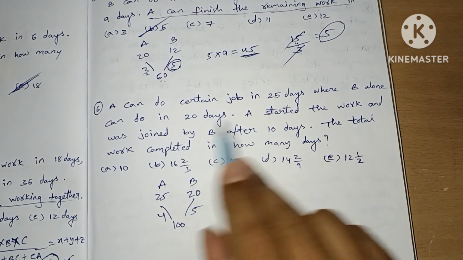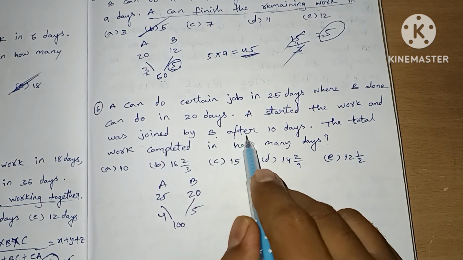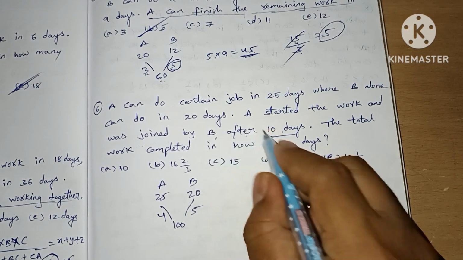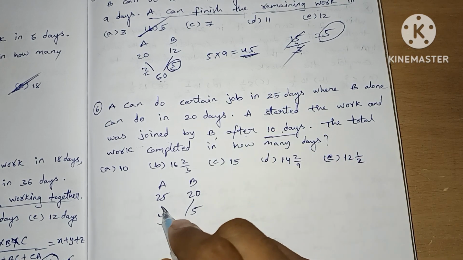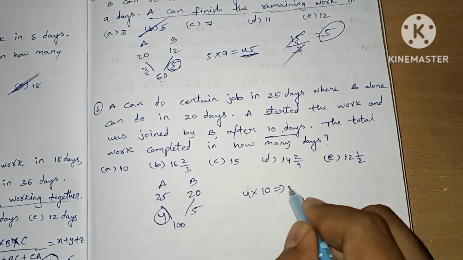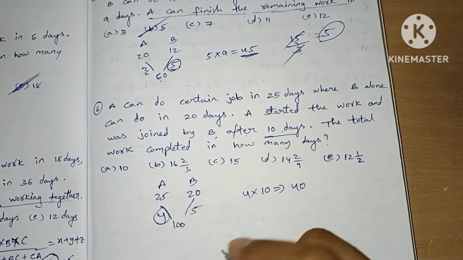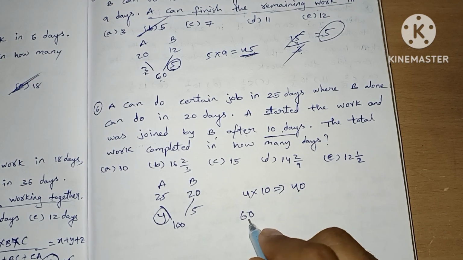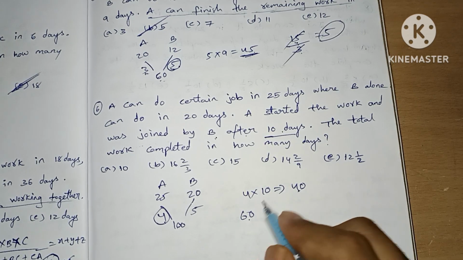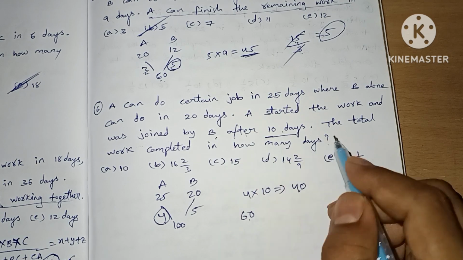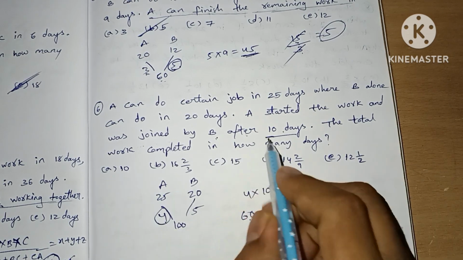A started the work and was joined by B after 10 days. So after 10 days B joined, which means A worked for 10 days. A's efficiency is 4. 4 for 10 days, he completed 40 units. Now we are left with 100 minus 40, 60 units. Then B joined him. The total work is completed in how many days?